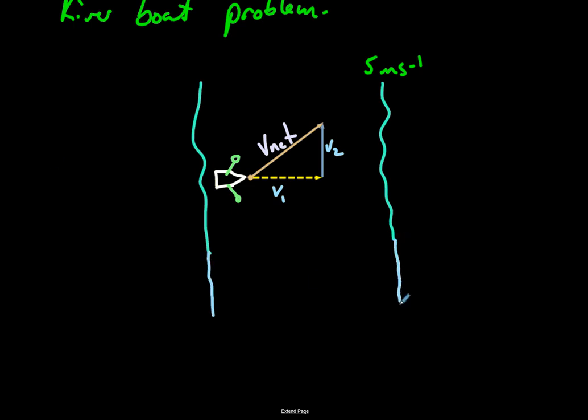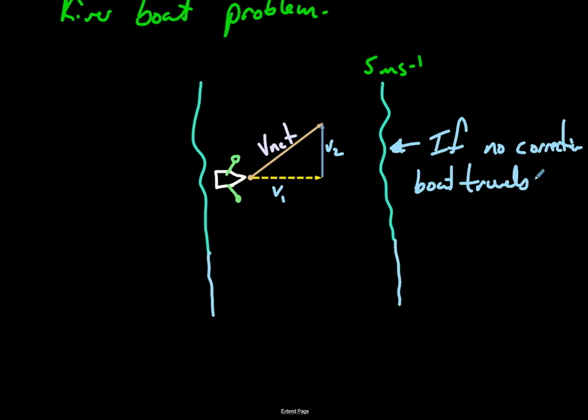Make this a little bit longer, okay? So we would say, if no correction, the boat travels along v net. That's the direction of its velocity.